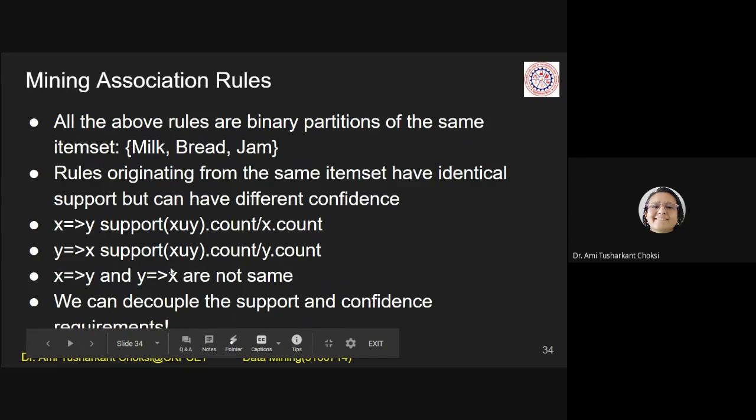Okay, so support can be similar if the item set is unique, but confidence may not be, right? So what we should do, that x implies y and y implies x are not same. Okay, we can decouple the support and confidence requirements. Fine.